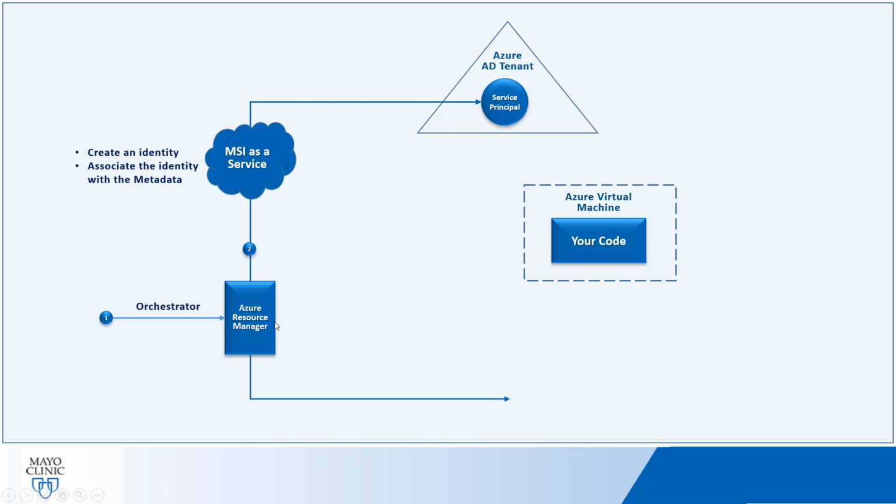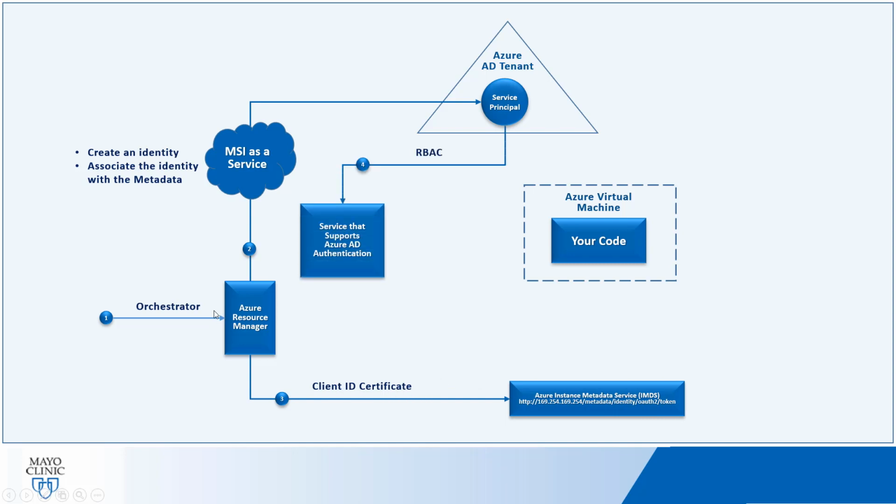Now, the Azure Resource Manager is also going to create two entities. Number one, the client ID, and secondly, certificate. What is going to happen now, you have established an identity with a service principal. This identity does not have any access to anything. So you're going to have to use role-based access control, RBAC, to grant this identity access to a particular resource.